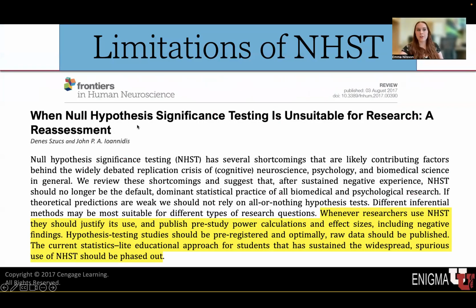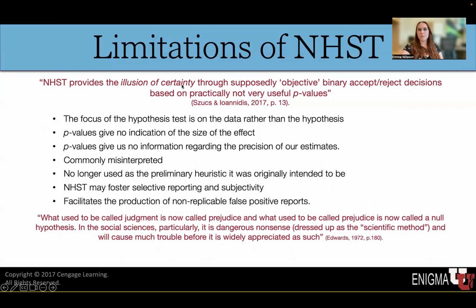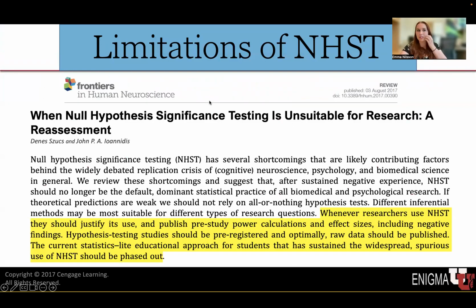This is that paper that this quote is from. This quote is from this paper in Frontiers in Human Neuroscience. It's called "When Null Hypothesis Significance Testing is Unsuitable for Research, a Reassessment." And I really like this first sentence here. Whenever researchers use null hypothesis significance testing, they should justify its use, first of all, and then we should publish pre-study power calculations and effect sizes, including our negative findings. And then hypothesis testing studies should be pre-registered, which we'll talk about in a bit, and optimally, our raw data should also be published.